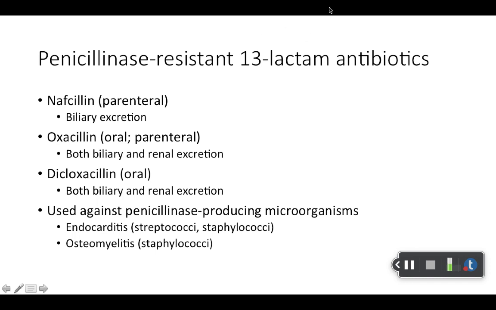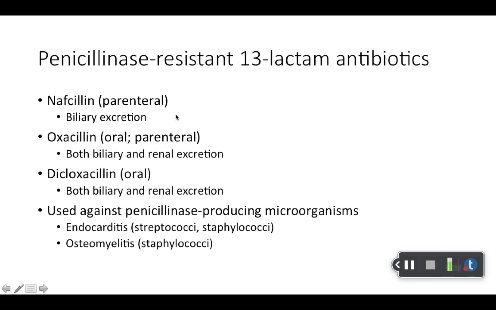So here, another typo, I'm sorry about that, but go ahead and change this 13. It's supposed to be a beta lactam antibiotic. Again, switching from Apple to PC, unfortunately, these things happen, and I keep meaning to change it. So I'm sorry, I'm going to change it. Penicillinase resistant beta lactam antibiotics.